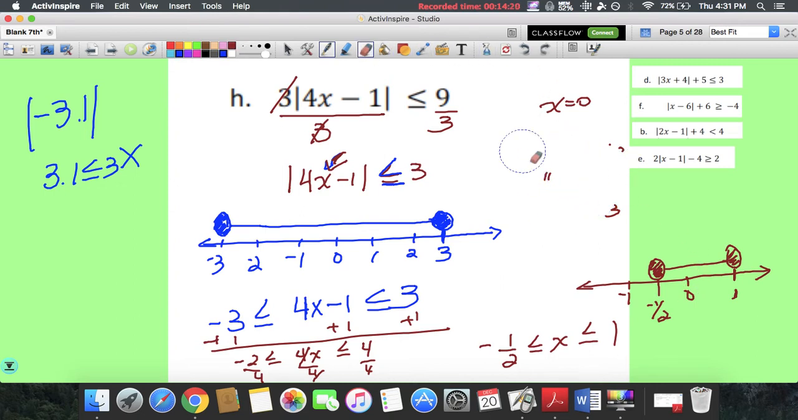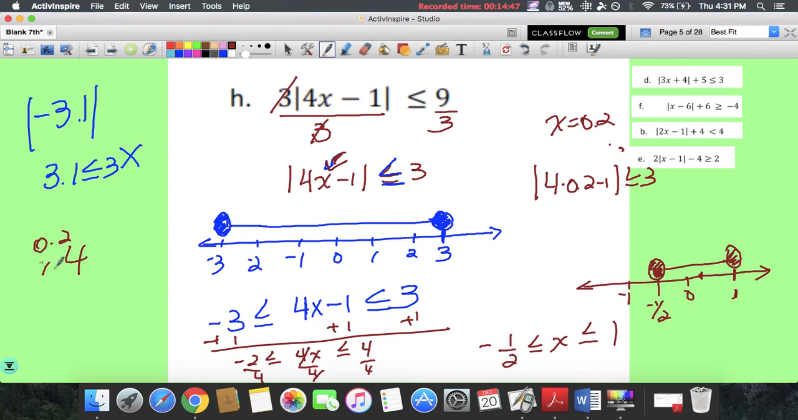Let's pick x equals, I don't know, x equals 0.2, which is right here. Will this work? So again, 4 times, in place of x, I'm going to put 0.2, minus 1, less or equal to 3. 4 times 0.2, okay, it's going to be 0.8 minus 1 less or equal to 3.